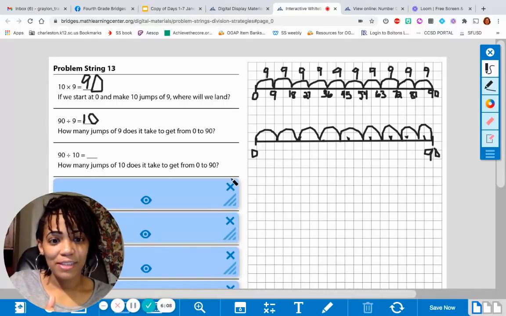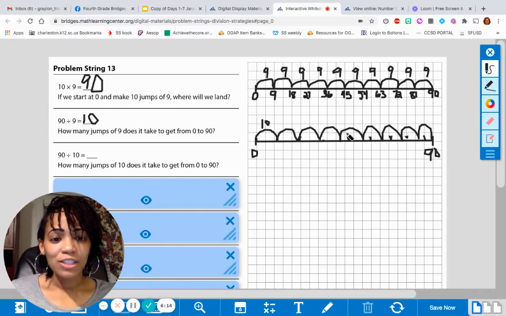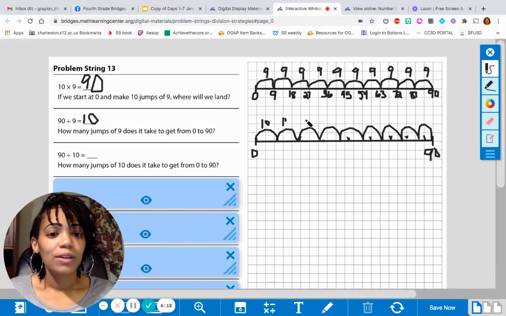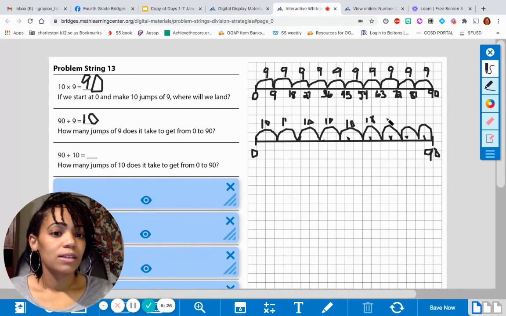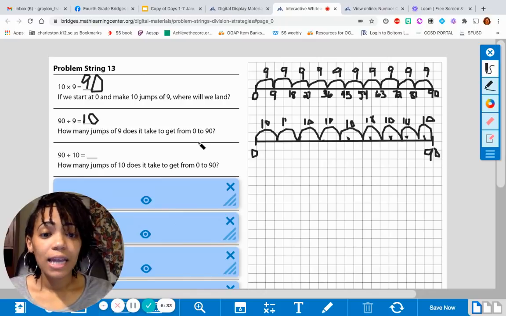Okay, I tried to fix my jumps. I don't know if they look that much better, but you guys get the picture, right? So how many jumps of 10 did we just make? Here's 1 10, 2, 3, 4, 5, 6, 7, 8, 9. We jumped 10 9 times.